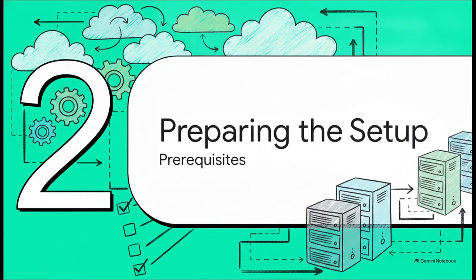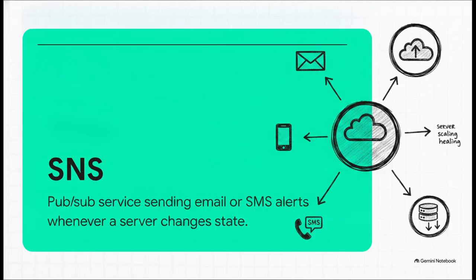Moving right along to step 2, preparing the setup. Let's look at what we need before we start building. First up, we need SNS, which stands for Simple Notification Service. You can basically think of this as a highly efficient publish and subscribe group chat for your infrastructure. We configure an SNS topic so that whenever our cluster automatically heals a broken server or scales up to meet some new demand, it instantly sends an email or SMS alert right to us. This way, as administrators, we're never left in the dark about what our system is doing behind the scenes.